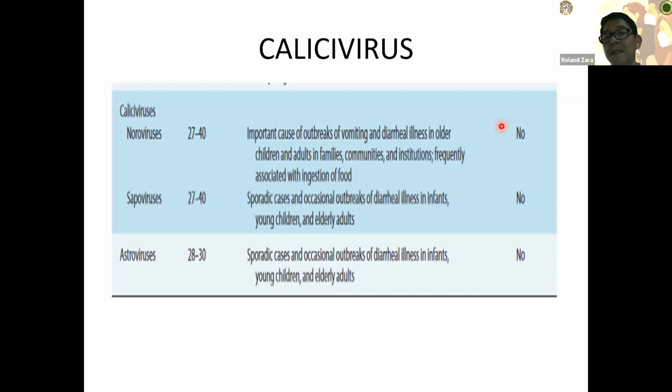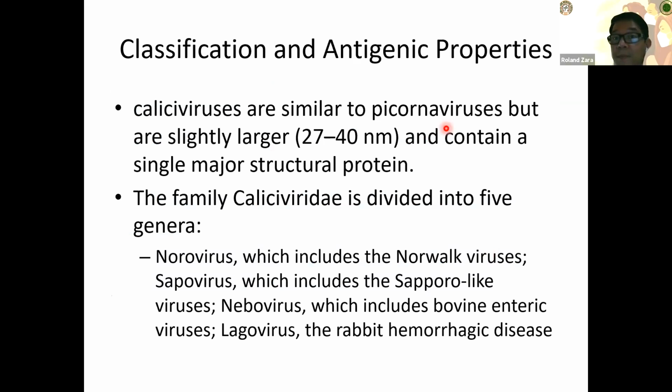Same with your astroviruses. Okay, so it can cause occasional outbreaks in infants, young children, and the elderly. So it does not need hospitalization. This is still self-limiting. They are similar to picorna in terms of size, but larger than your polioviruses, 27 to 40. Picorna kasi is small, one of the smallest viruses. And it contains a single major structural protein.